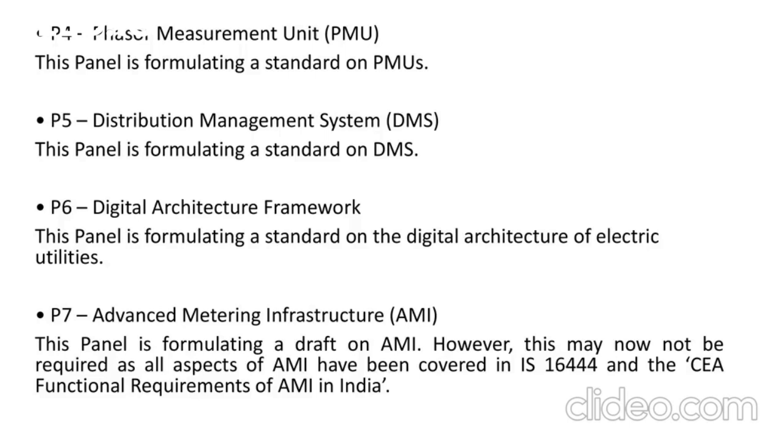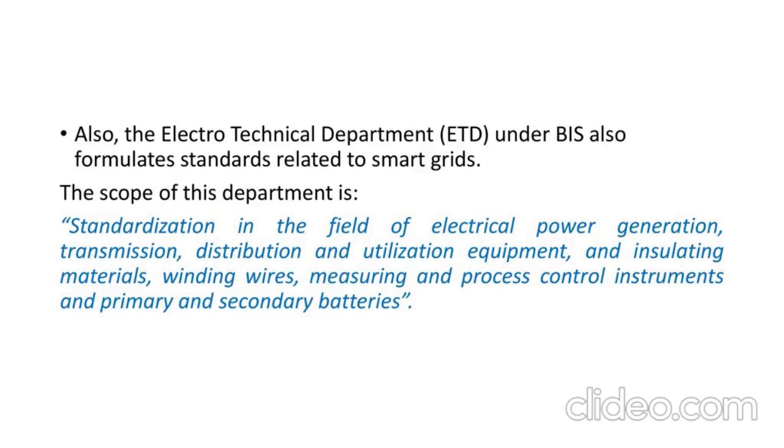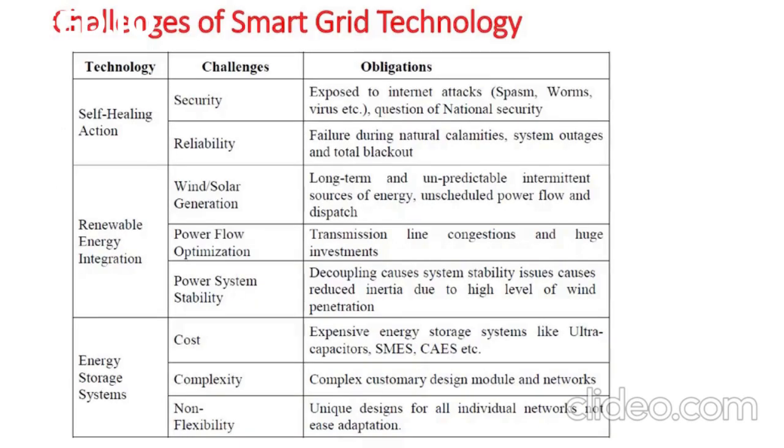Part 4 is the phasor measurement unit, a panel formulating a standard. P5 is DMS, the distribution management system. P6 is the digital architecture framework. P7 is advanced metering infrastructure, a panel formulating a draft on AMI, under IS 16444. Also, the Electrotechnical Department under BIS formulates standards related to smart grids. This standardization covers the field of electrical power generation, transmission and distribution equipment, including insulating materials, process control instruments, primary and secondary batteries, and also measuring instruments.